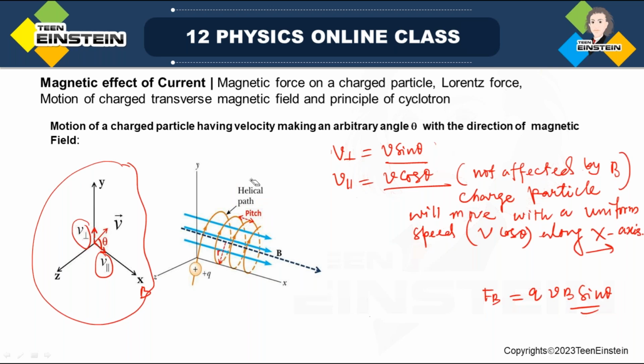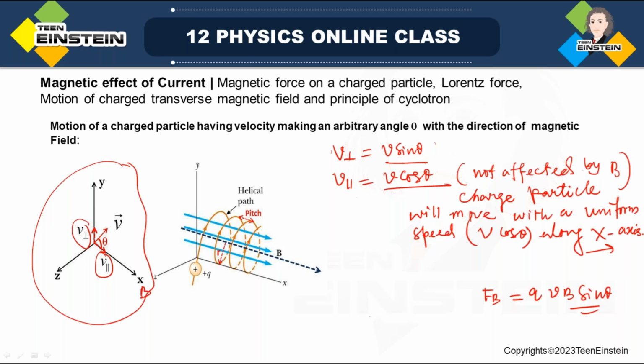So there are two cases when we can have a helical path. One is this; we'll see another one. This is a helical path, but in another case we will get a spiral path, and we'll discuss that also. So I hope you have understood how we are getting a helical path in this case.